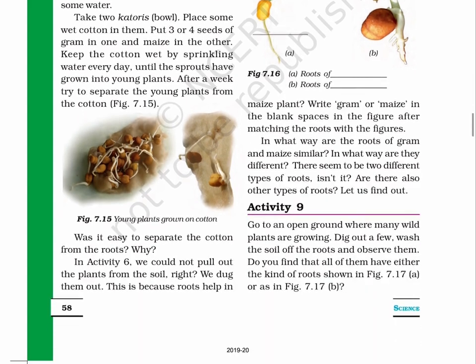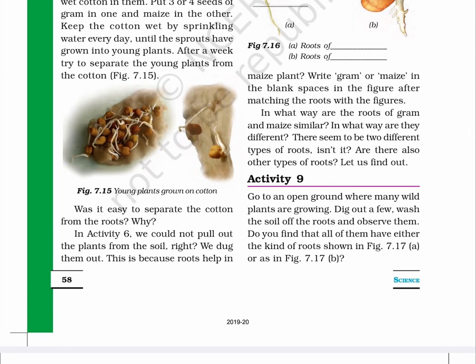In what way are the roots of gram and maize similar? In what way are they different? There seem to be two different types of roots, isn't it? Are there also other types of roots? Let us find out. Activity 9.